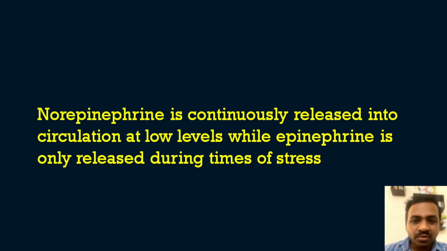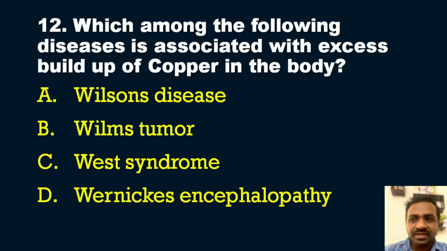Now I think we can move on to the 12th question in our series, another very important question: which among the following diseases is associated with excess buildup of copper in the body? Which disease is associated with excess deposition of copper in the body? The options are option number A, Wilson's disease, option number B, Wilms tumor, option number C, West syndrome, and option number D, Wernicke's encephalopathy. All options start with W to confuse you.